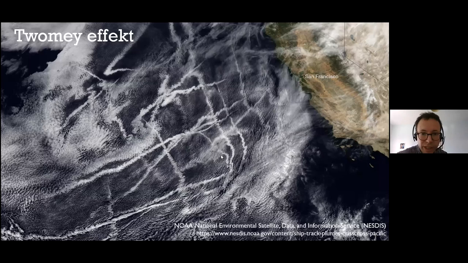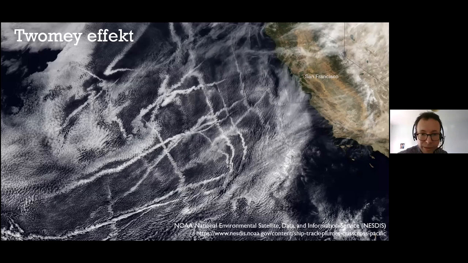And the best examples are so-called ship tracks, where we can see that ships that move under stratocumulus cloud cover lead to these tracks, which are related to the ship exhausts being mixed into the cloud and increasing the cloud droplet number concentration in there, leading to those smaller droplets, which make the cloud brighter.